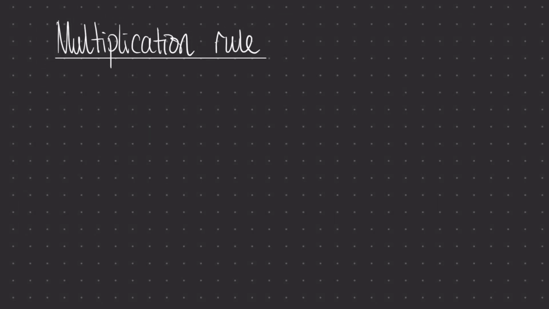The first rule that we'll have a look at is the multiplication rule. This rule is only going to be used when we have the same base number. So for example, we might have 2 to the power of 3 multiplied by 2 to the power of 2. The multiplication rule gives us a way of simplifying this expression here.